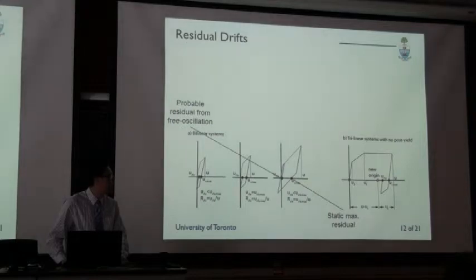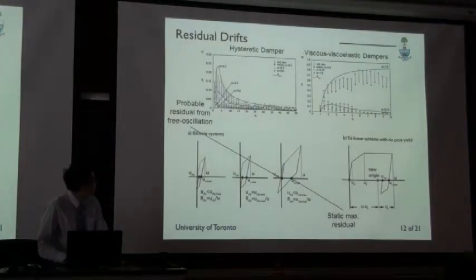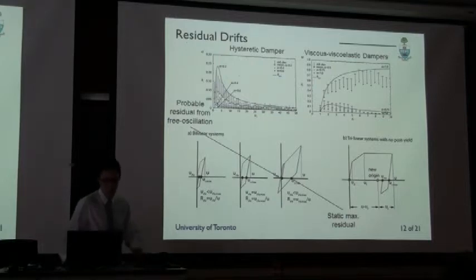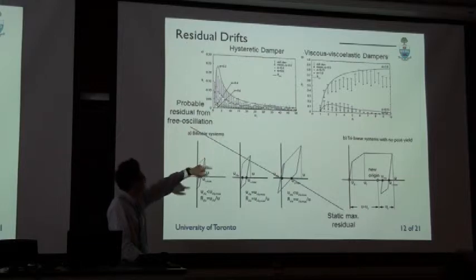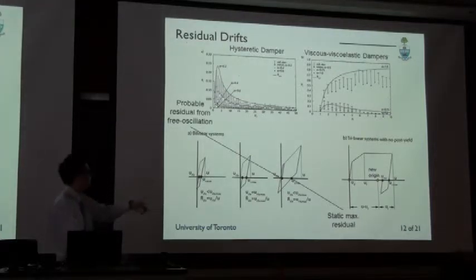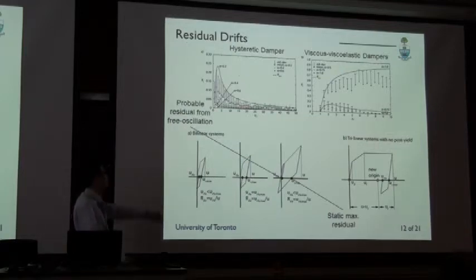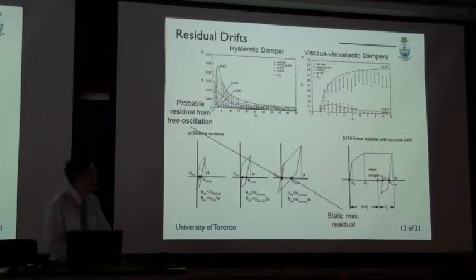And we have conducted a very extensive nonlinear time history analysis using about 150 nonlinear oscillators with supplemental damping. And we can show that. So on the two figures above, we have hysteretic dampers and viscous and viscoelastic dampers. The dots and the bars represent the mean and one standard deviation of the residual drift against the ductility. And the dotted envelopes are actually from the free oscillation residual. So you can see that there's a pretty good upper bound of residual drifts when you use the free oscillation residual, and it's a useful tool for design.